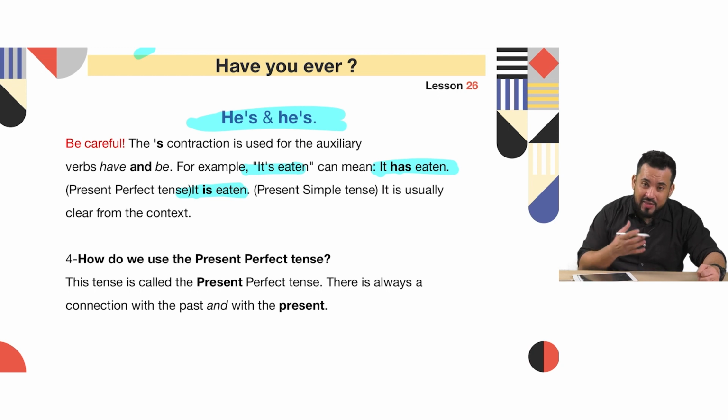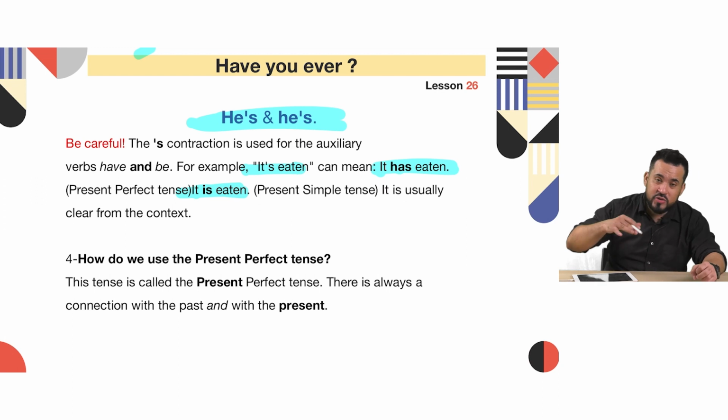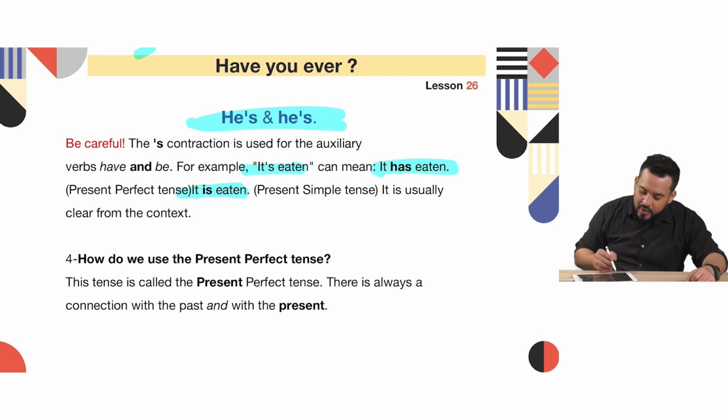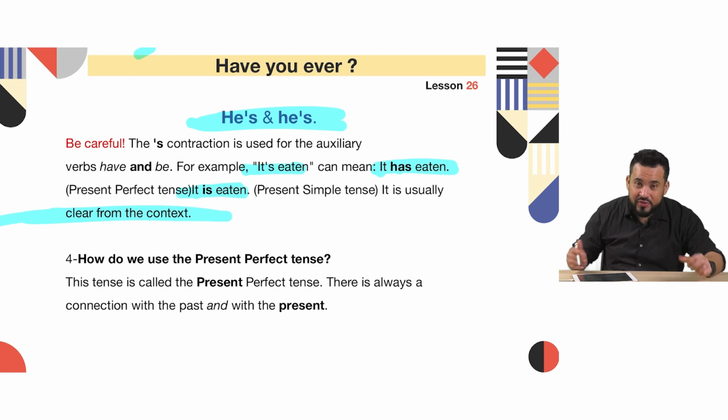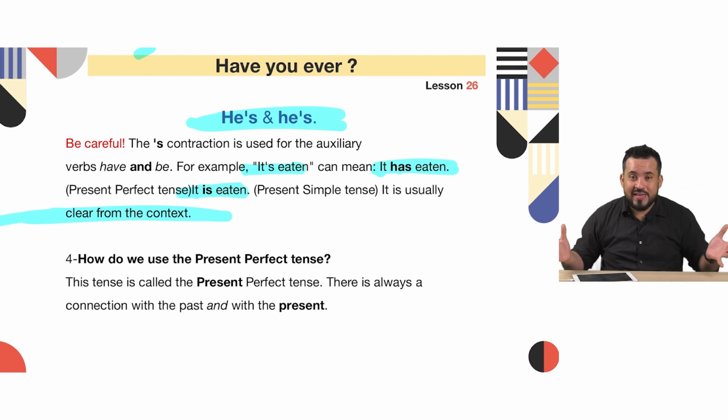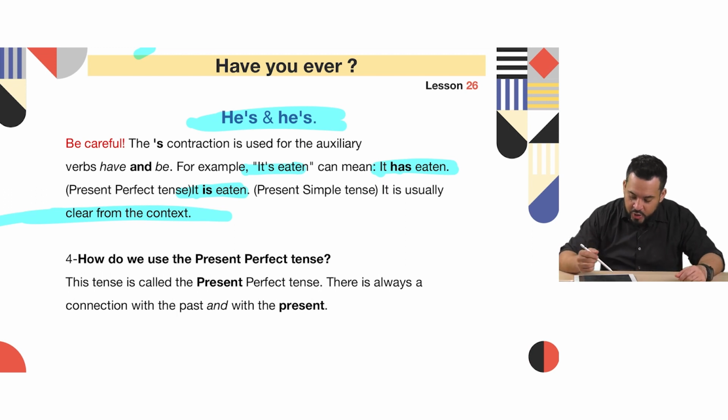We have to look at the context in this case to know which one is correct, because it's eaten is the passive voice for it has eaten. We haven't taken the passive voice yet, but we'll get to it. So we just base our understanding on the context, on the general meaning of the sentence to know which one it means.